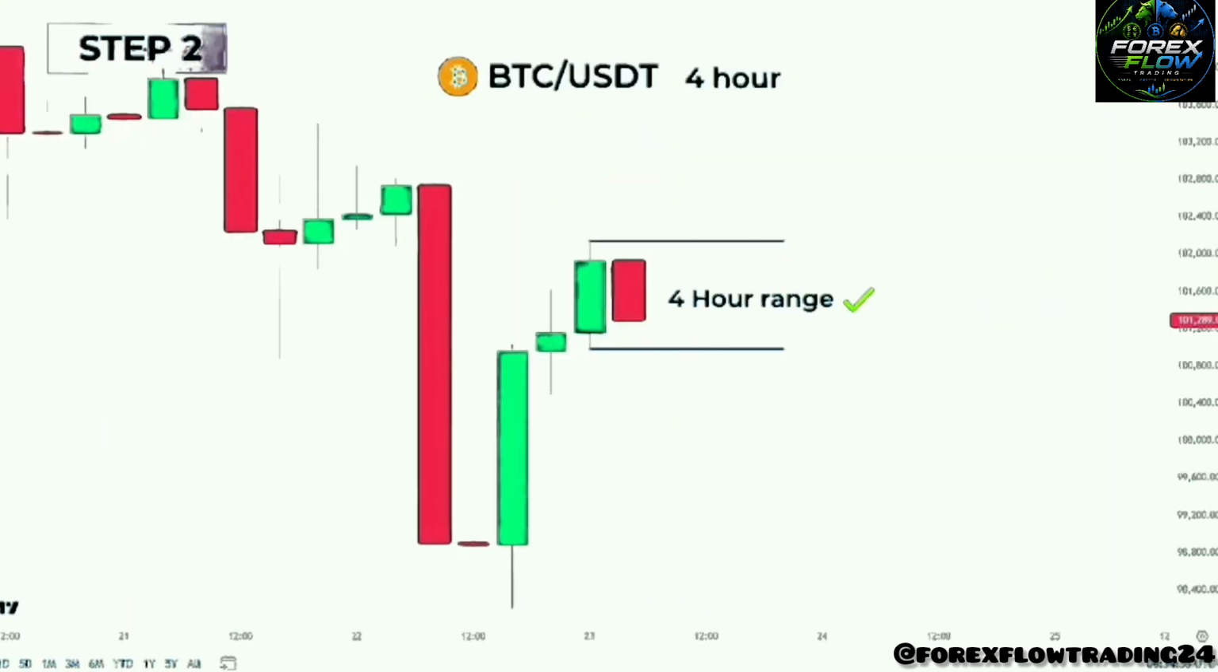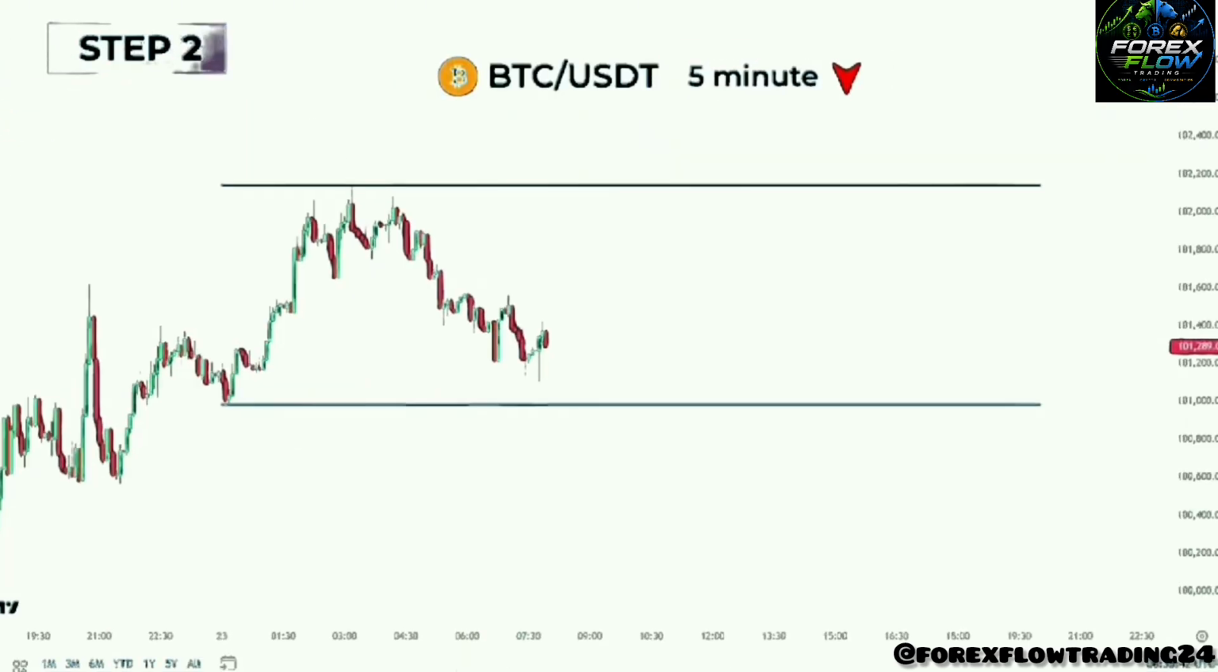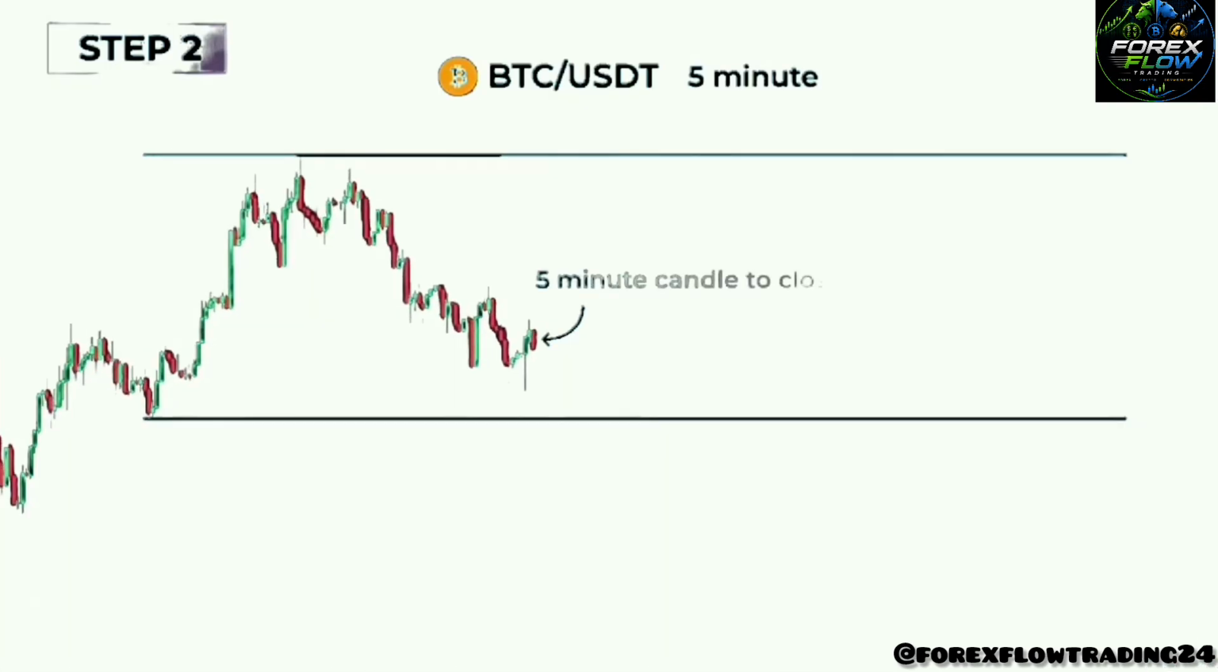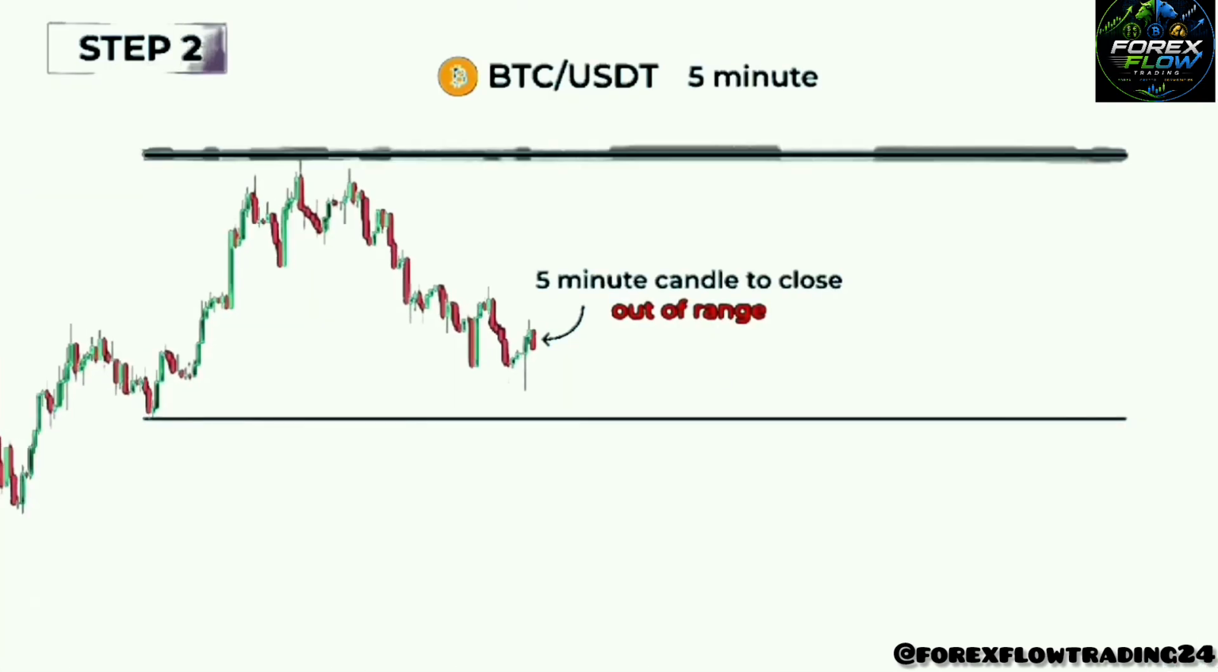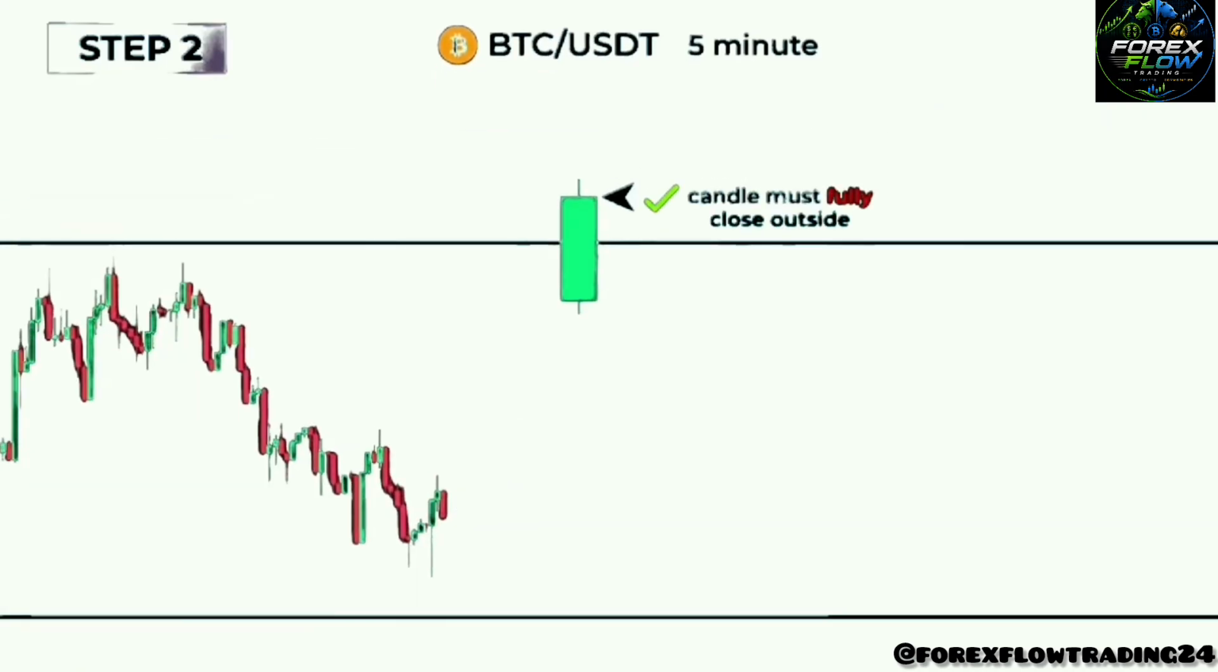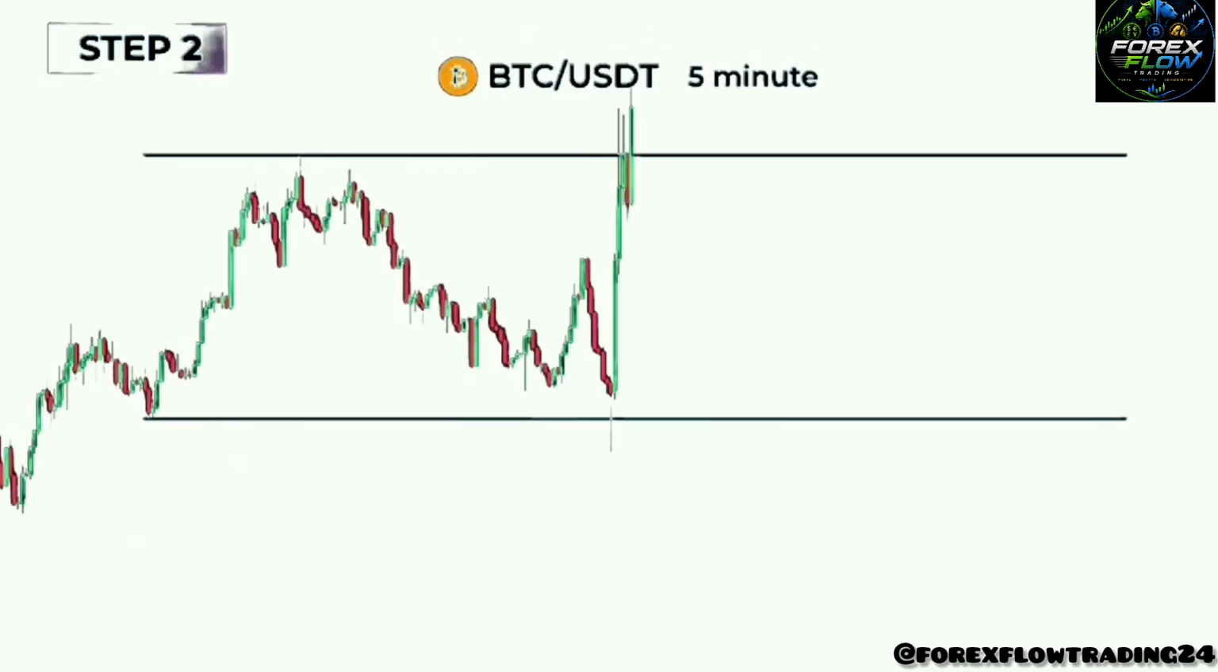So after the 4-hour range is identified, we go down to the 5-minute time frame to look for scalp setups. So the setup we're looking for is when the 5-minute candle closes outside of the range, either the range high or range low. But again, the key here is the candle must fully close outside, so wicks alone don't count. After the breakout, we then wait for price to re-enter and close back inside the range again. But make sure that all of this happens within the same day as the 4-hour range we marked. Once that sequence plays out, we move to step 3, which is our entry.